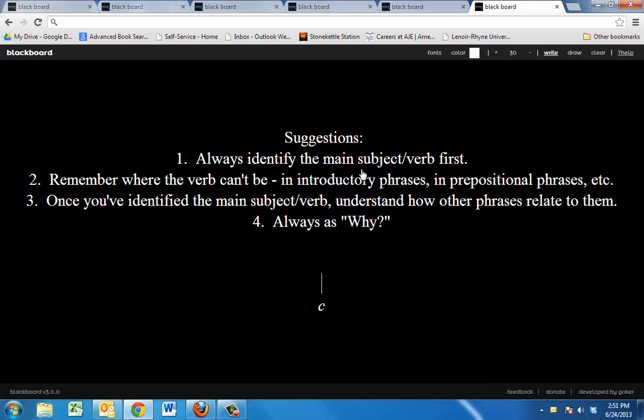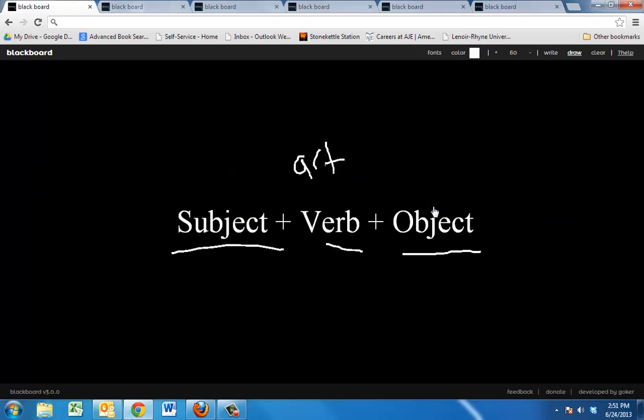A few final suggestions for you when thinking about syntax. Always identify the main subject and verb first. Pay attention to where the verb can't be. It can't be in introductory phrases, and it cannot be in prepositional phrases. Then, once you've identified the main subject and verb, you can start to figure out how the other phrases in the poem relate to the subject and verb. And finally, always, always, always ask why. Why might the poet have put things in this particular order? Why might the poet have created a syntax that does not follow our neat subject, verb, plus object? One of the key steps towards understanding any poem.